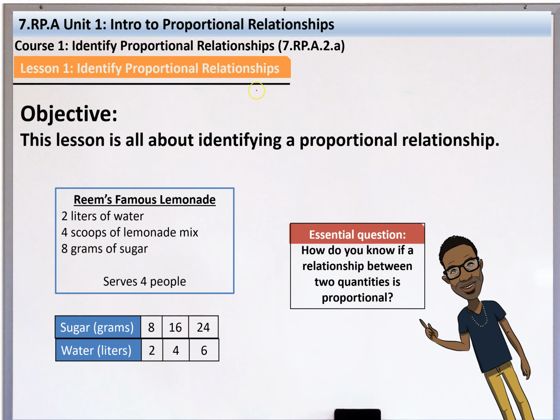This is Mr. Everett and this is our first lesson in proportional relationships. Very important topic you use a lot in 7th grade, 8th grade, algebra, and beyond. So let's go ahead and get started.